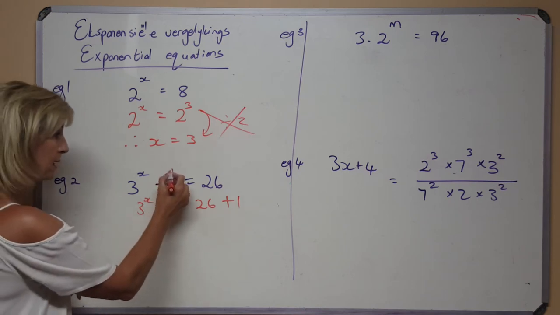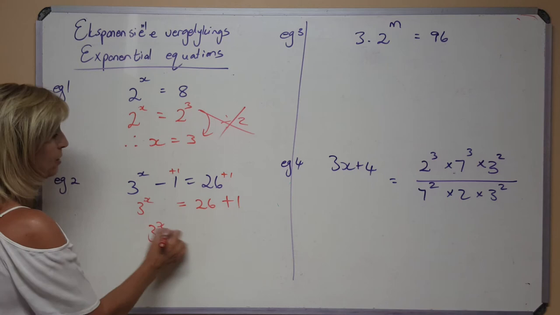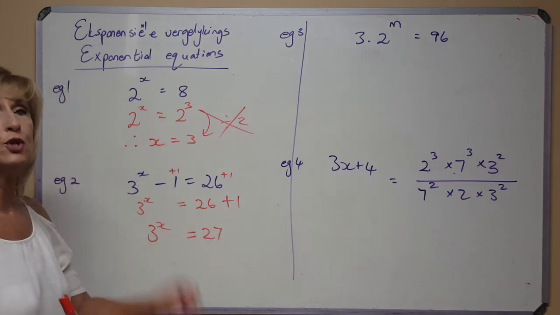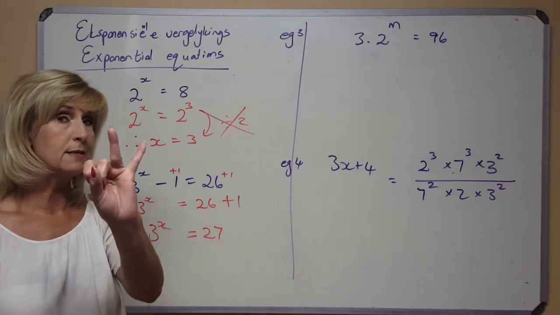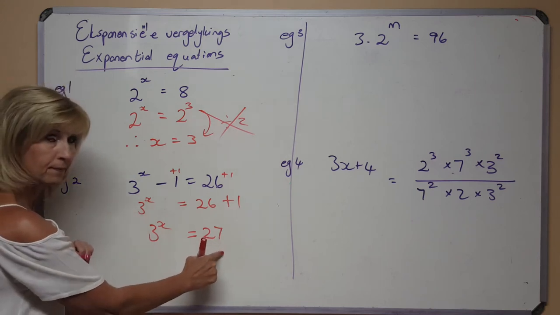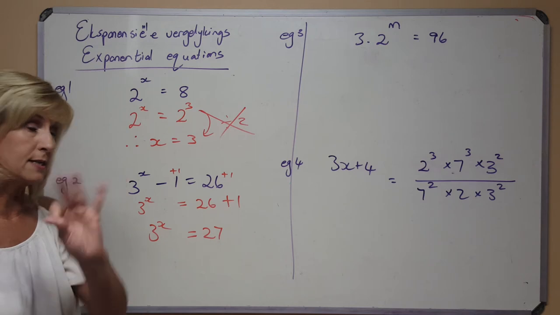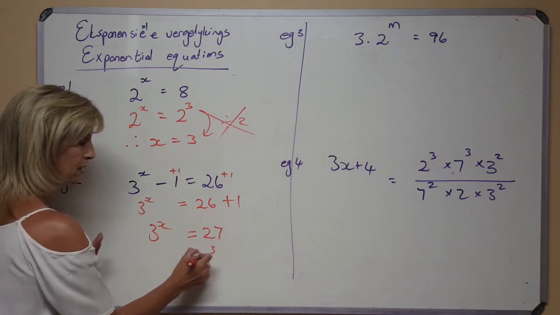You could have said plus 1, plus 1, or you could have taken it across so that now you sit with powers of 3, which you should know. 3 to the 1 is 3. 3 to the 2 is 9. 3 to the 3 is 27. Jy moet ken, 3 tot die 1 is 3, 3 tot die 2 is 9, 3 tot die 3 is 27. So 3 tot die wat is 27? 27 is 3 tot die 3.